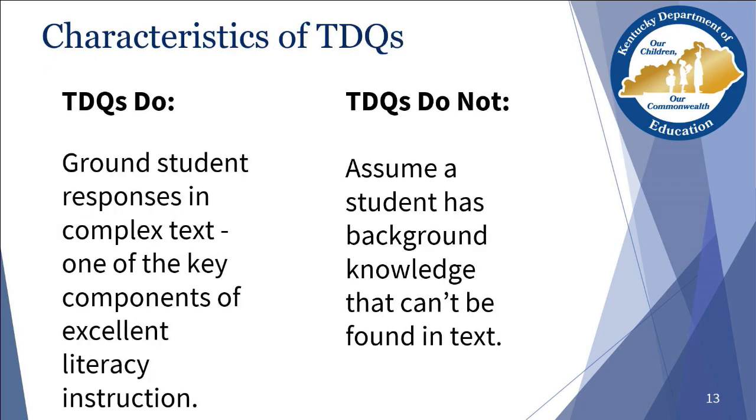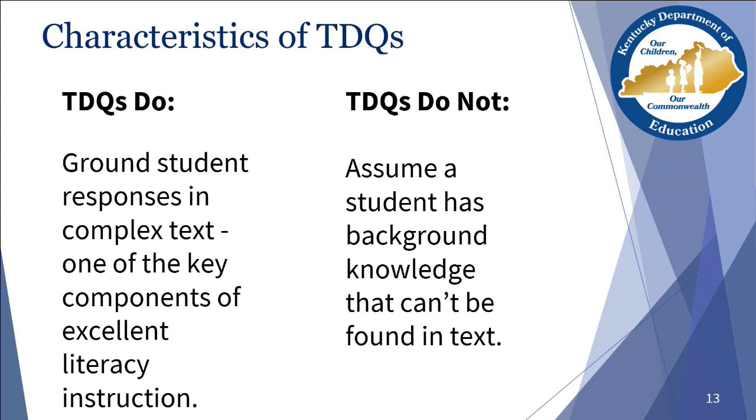So when we think about the characteristics of text-dependent questions, we want to think about some of the things that they do and some of the things that they do not do. With text-dependent questions, they ground students in their responses in complex text. And that's one of the most important things that we can do with literacy instruction: make sure students are reading, comprehending, closely reading, and consistently delving back into that complex text.